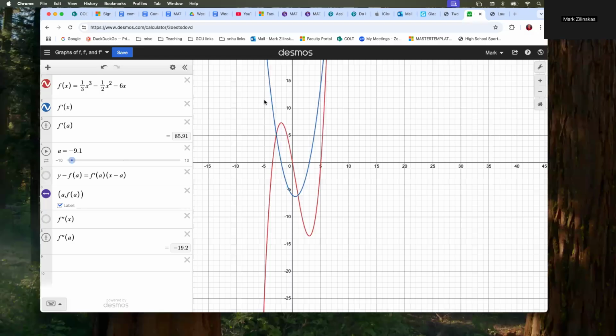Okay, this video here is going to compare the graphs of a function f, its derivative f prime, and its second derivative f double prime. And you can see that I have here in red, this is my original function f of x. It's just a third degree polynomial function. So you'll see again here it has a local max, a local min.